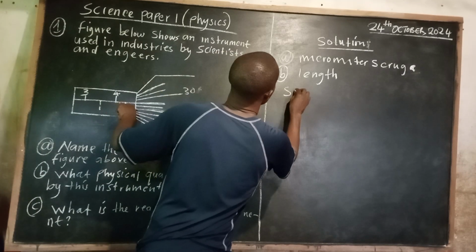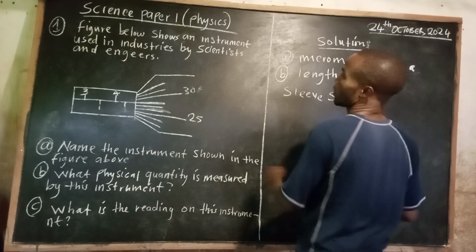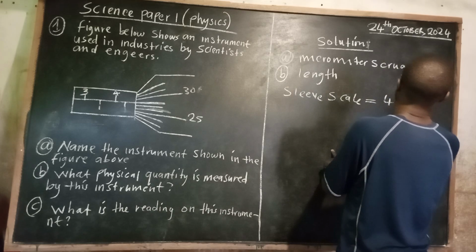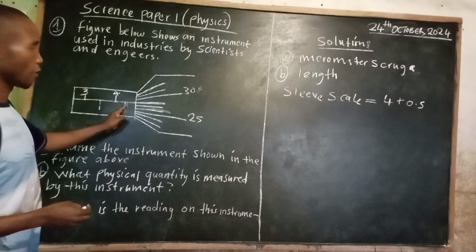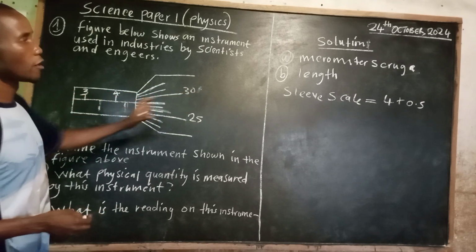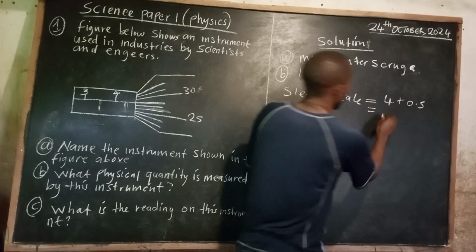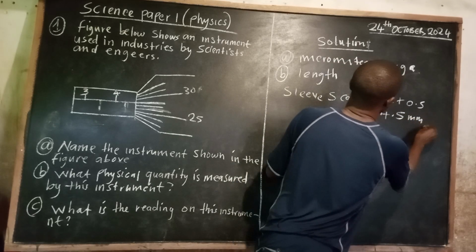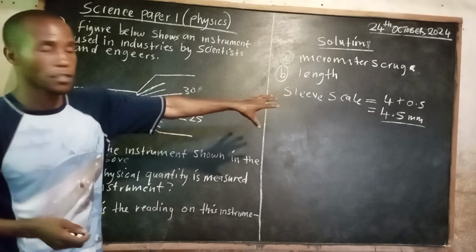So first of all, we read the sleeve scale, which is 4 plus 0.5. The 0.5 is coming from this half, down here. From here to there, it's half, and from there to there, half. So we just get the 0.5. When we add 4 plus 0.5, the answer is 4.5 millimeters. So this is the sleeve scale, because the first thing you are supposed to do is read the sleeve scale.